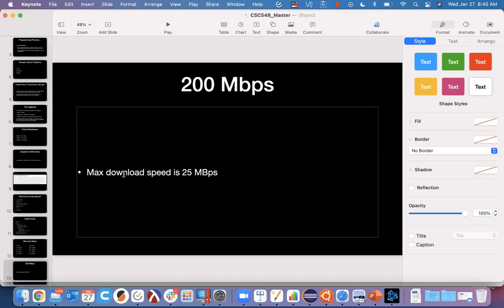Basically, uploading relative to downloading is a very simple task, but I'd say browsing is also uploading. Very tiny. Yeah, you're sending a request: get me this page.